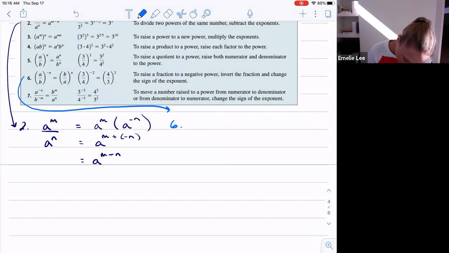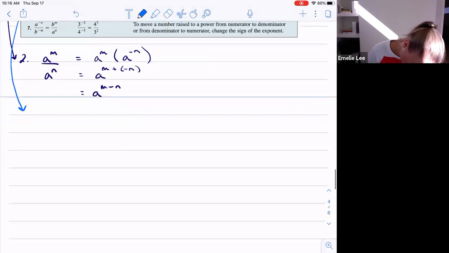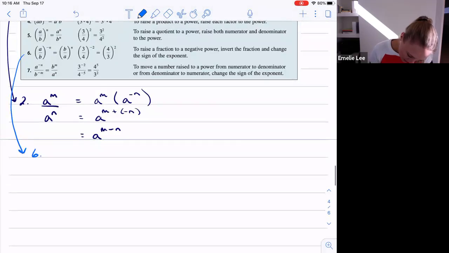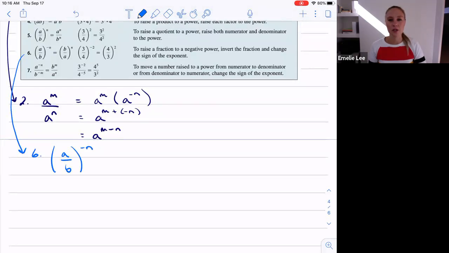Oh, I might need more room. Actually, I know I'll need more room. So law 6 says that you have (a over b) to the negative n. And it's just a good exercise to go through this one and deal with these fractions again.